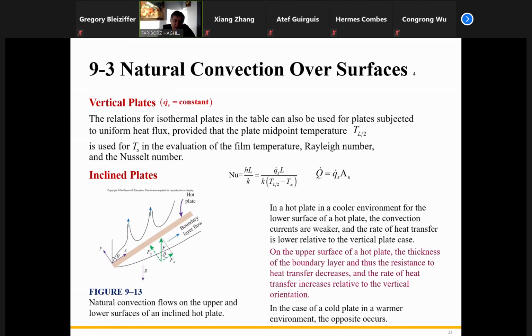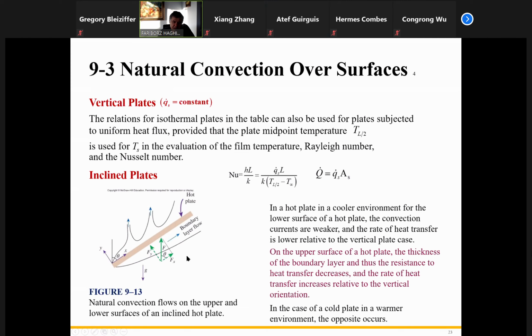Now we can have an inclined surface, again a hot plate. As the air can move up because of the temperature change, the profile will be different. For a hot plate in a cooler environment, on the lower surface of the plate the convective current is weaker and the rate of heat transfer is lower than for the upper surface. So this case differs from the vertical plate. On the upper surface of the hot plate, the thickness of the boundary layer, and thus the resistance to heat transfer, decreases and the rate of heat transfer increases relative to the vertical plate.